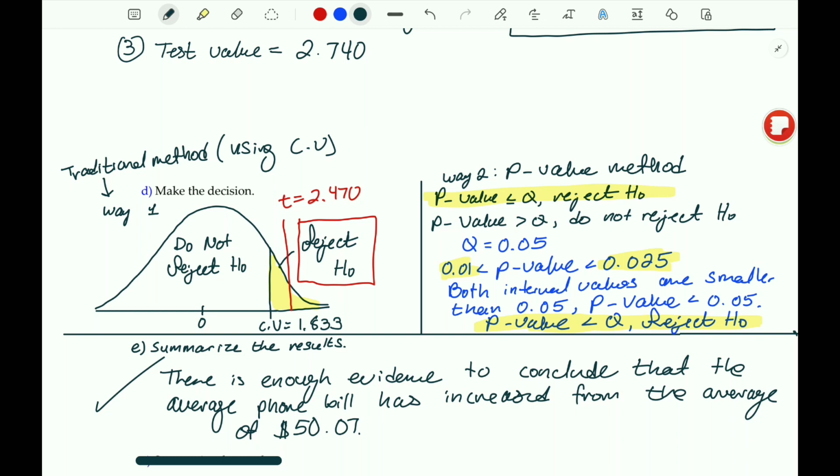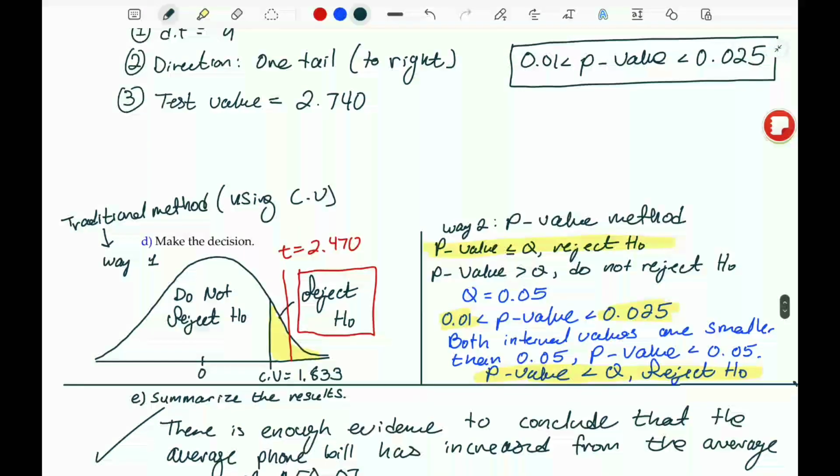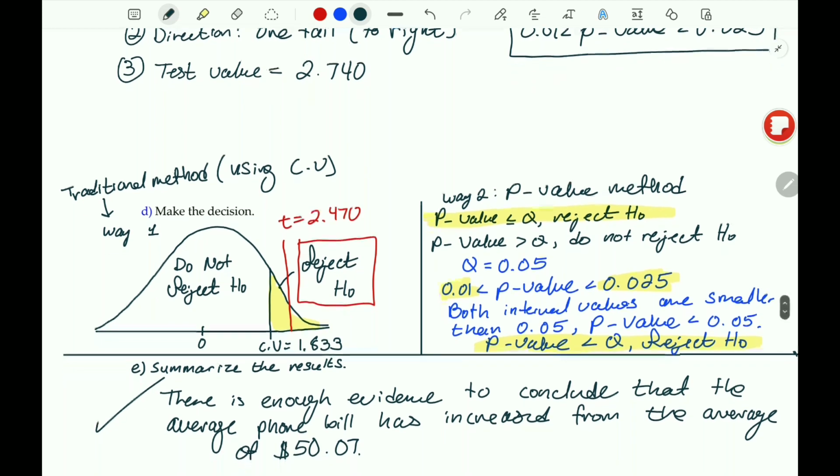So the reason why I made my decision in two ways is because we are doing two methods. We found the critical value, so that means traditional method. We found the p-value, which also indicates the p-value method. Either way that you choose, you notice you make the same decision, which leads to the same conclusion.